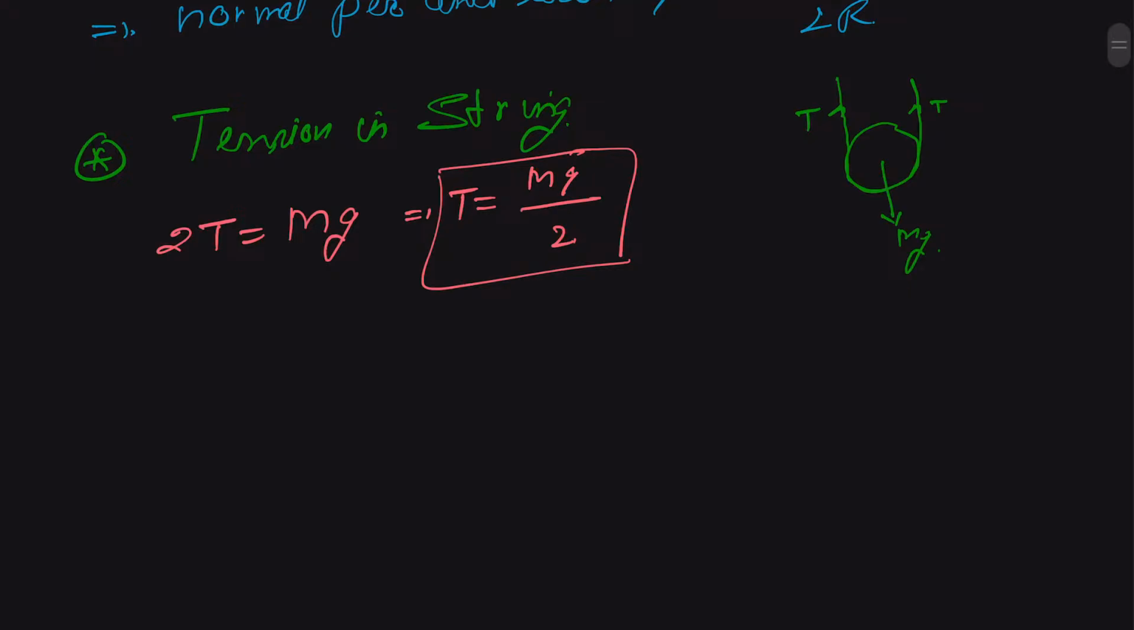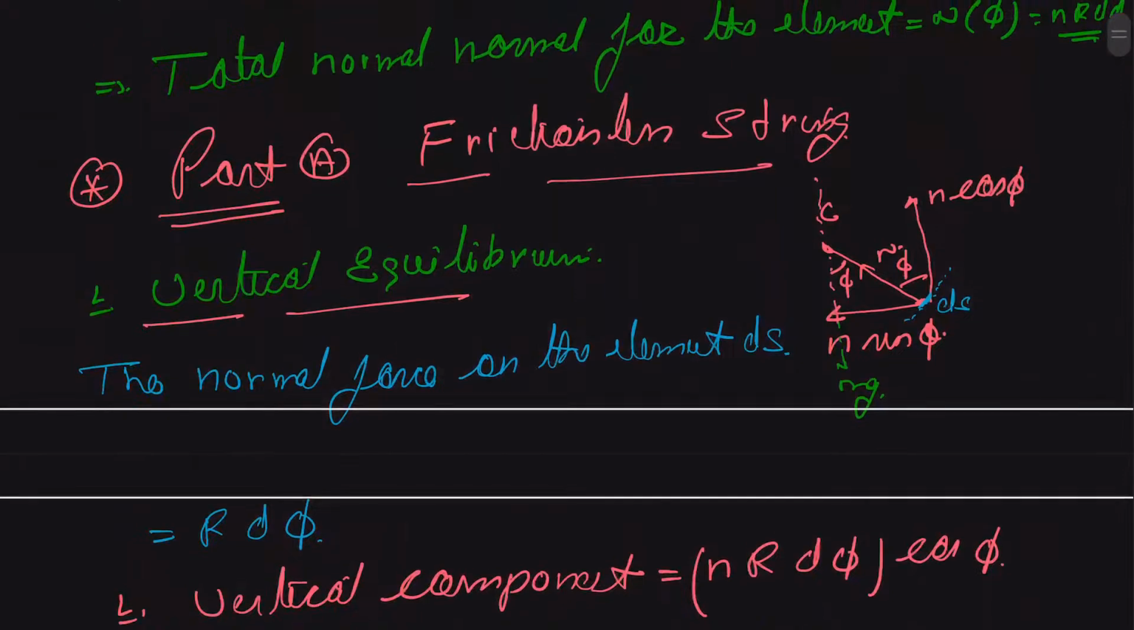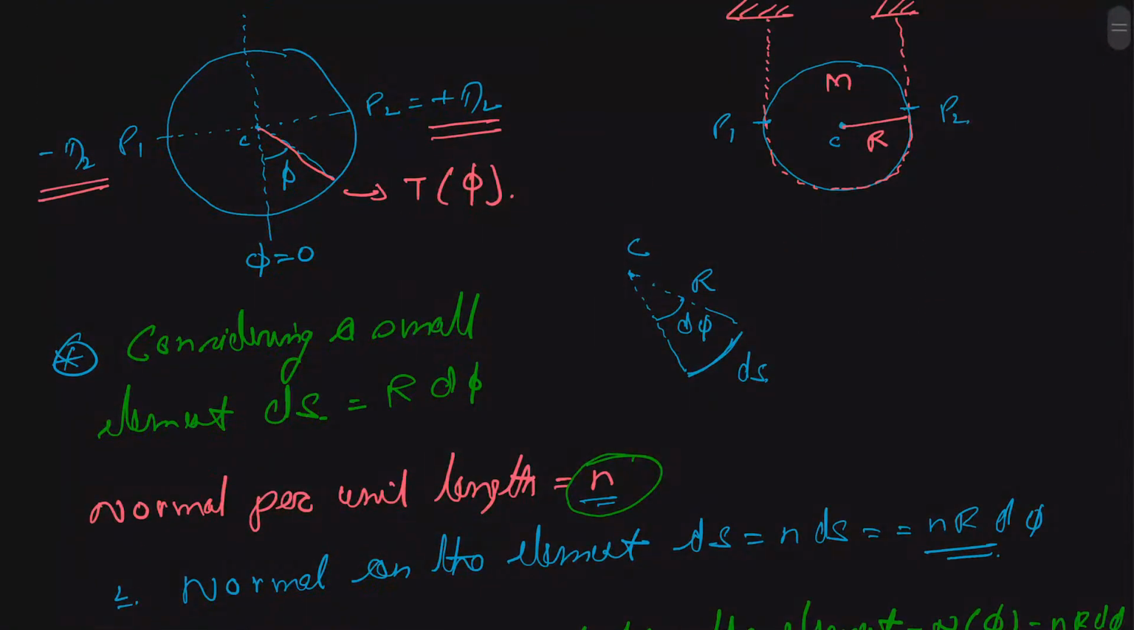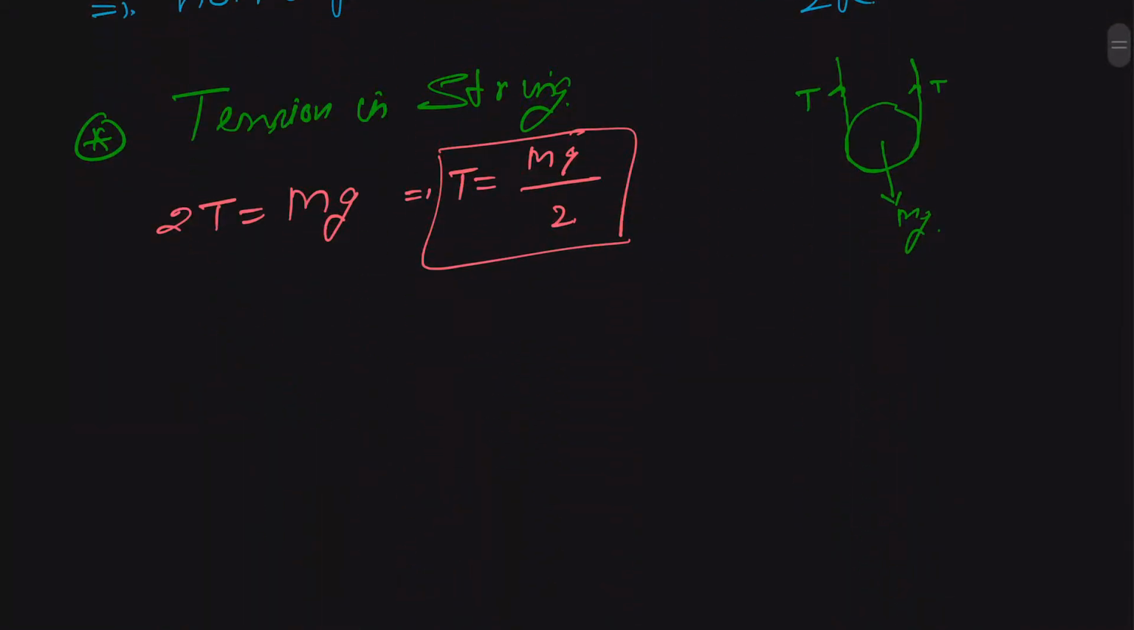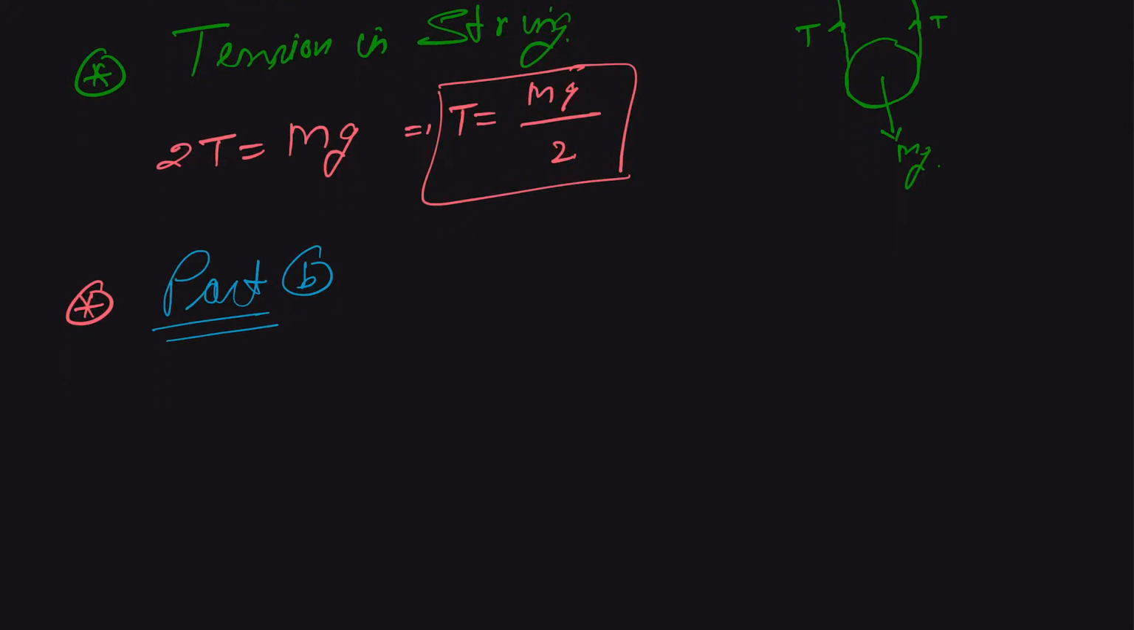Now like I said, for angle phi we have taken this tension as T of phi. It means this tension is dependent upon our angle phi. Therefore, we can say that in the case where friction is present, we have our part B.